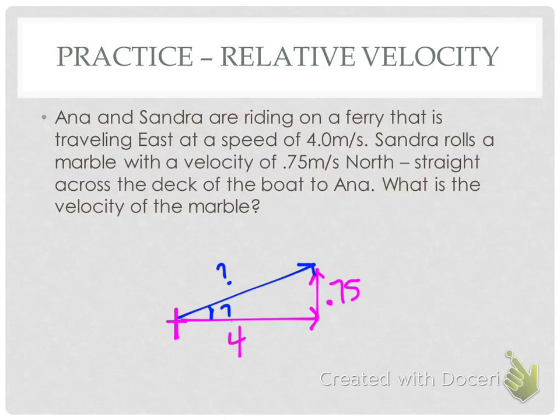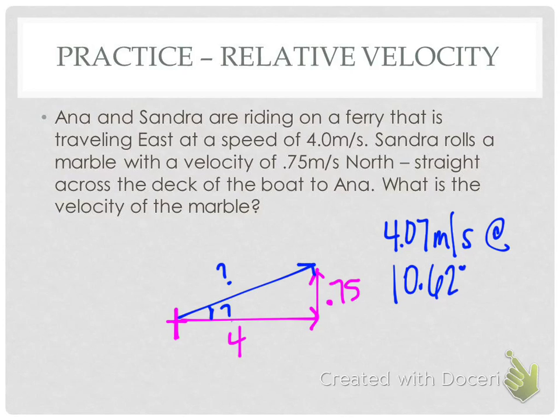Keaton, what did you have for our velocity here? I put 4.07. Okay, and what about the angle? Got to have both things. 10.62. Good. 10.62 degrees. What of what? Is it okay to round up? North of east. Perfect. North of east. Very good.